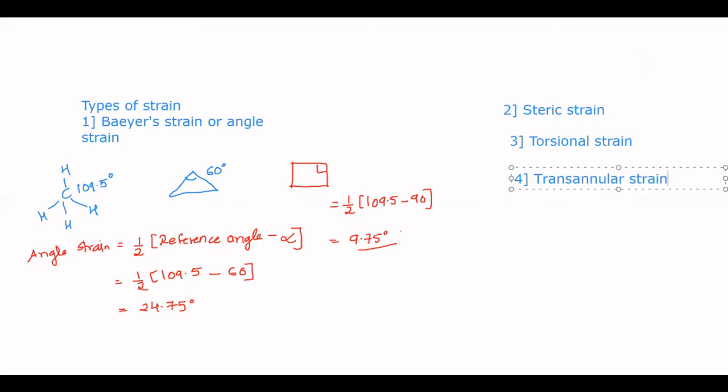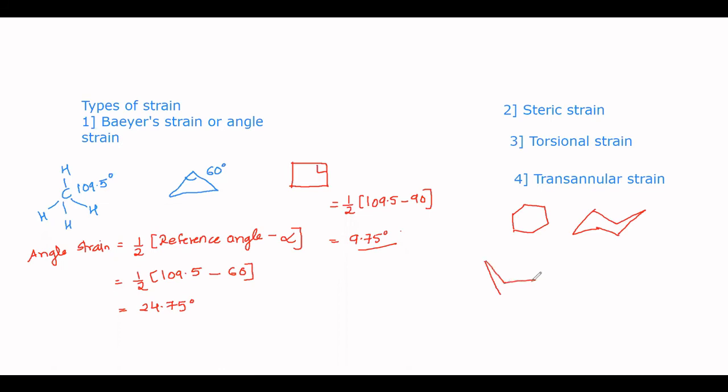Now, in case of transannular strain, I will take the example of simple cyclohexane. Cyclohexane, we know, is a six-membered ring. The planar form is not the actual form of cyclohexane. It's stable in its chair form. But there is one more possible conformation, which is the boat form.